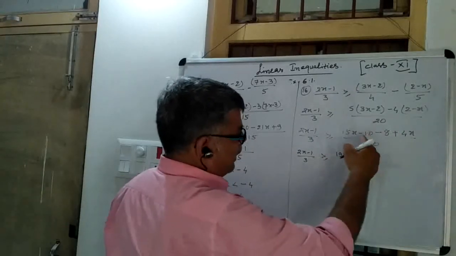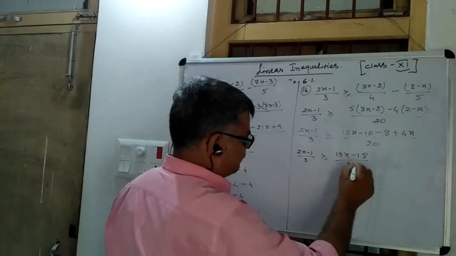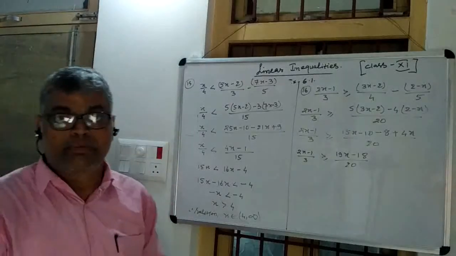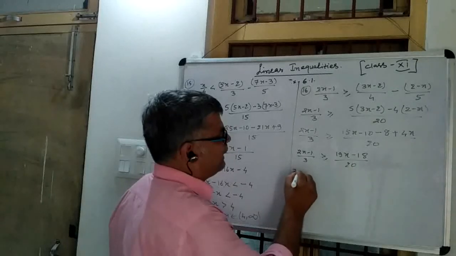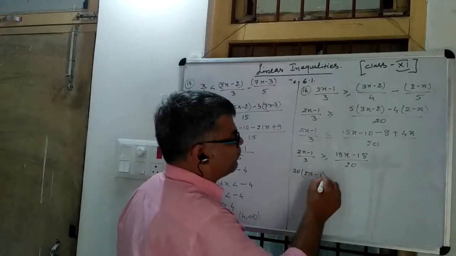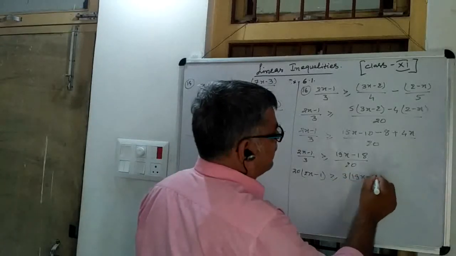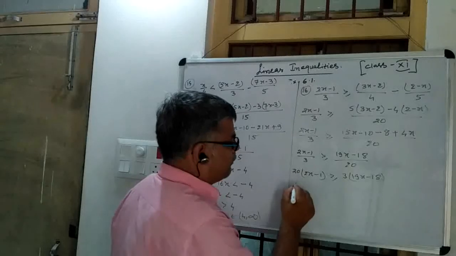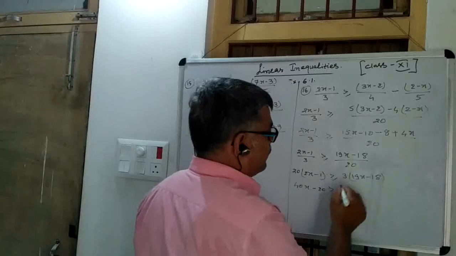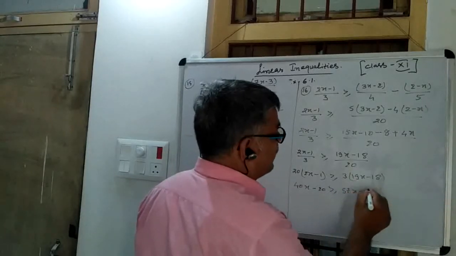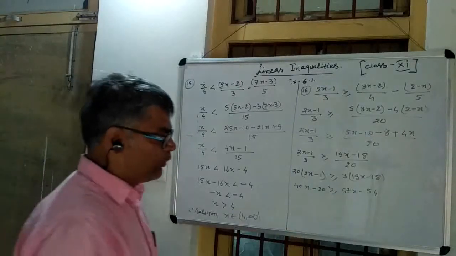So now it will become (2x - 1)/3 ≥ 15x plus 4x, that is 19x, and minus 10 minus 8 will become minus 18, by 20. Now do cross multiplication here. So 20(2x - 1) ≥ 3(19x - 18). So it will become 40x minus 20 is greater than or equal to 57x minus 54.